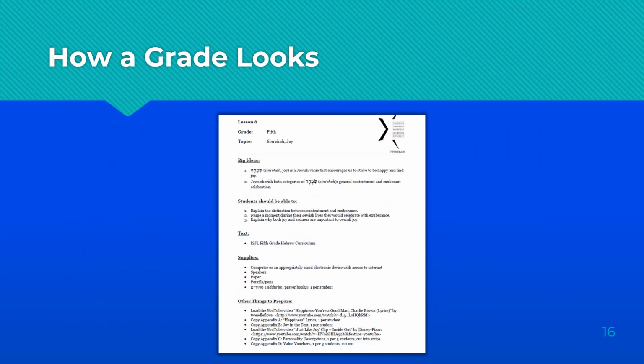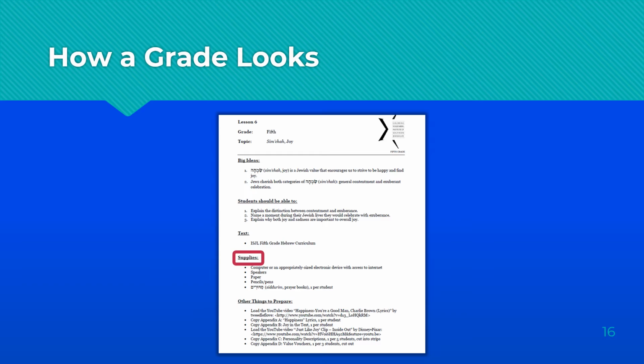The next section you will see are the texts. As you can see, the text required for this lesson is the ISJL 5th grade Hebrew curriculum. You'll then notice the supplies section. In this case, the supplies needed for this lesson include a computer or appropriately sized electronic device with access to the internet, speakers, paper, pens and pencils, and a prayer book, one per student.